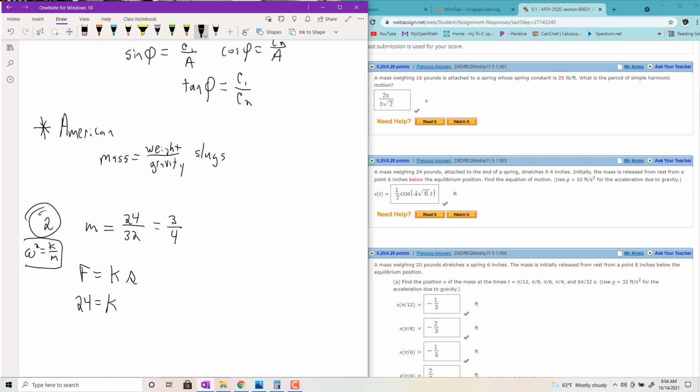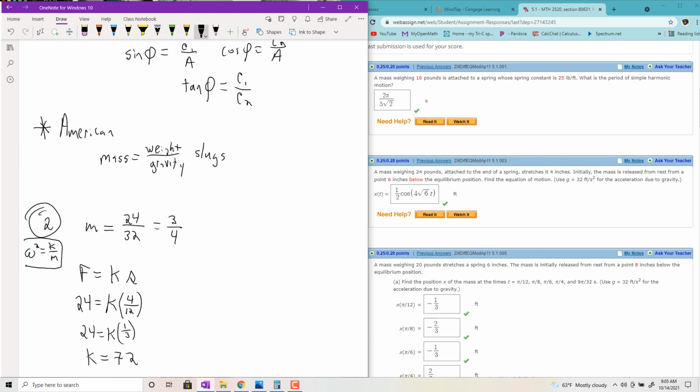Anyways, be careful. They're saying it stretches 4 inches, but you have to convert that to feet. So it's going to be 4/12 of a foot, in other words, 1/3 foot. Then you can multiply both sides by 3. You get k equals, okay, 12, carry the 1, 6, 72.